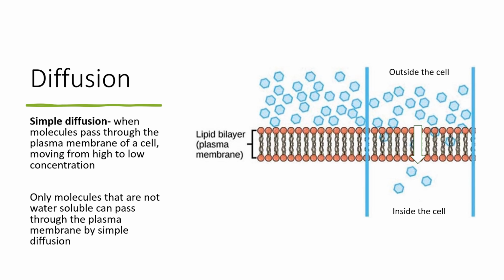Take a look at the image on this slide. The concentration of this molecule is greater outside the cell than inside. Because molecules tend to move towards a lower concentration, this molecule will diffuse through the plasma membrane toward the lower concentration. When the concentrations are the same inside and outside the cell, the net movement will stop.